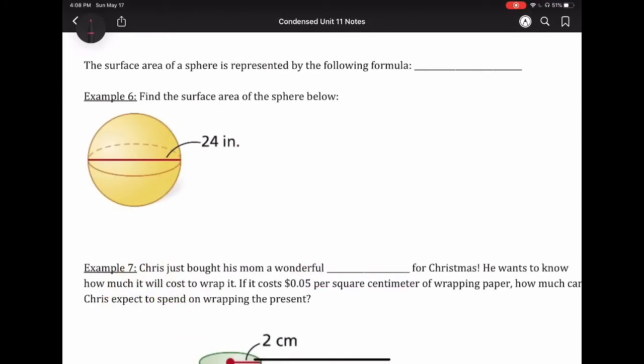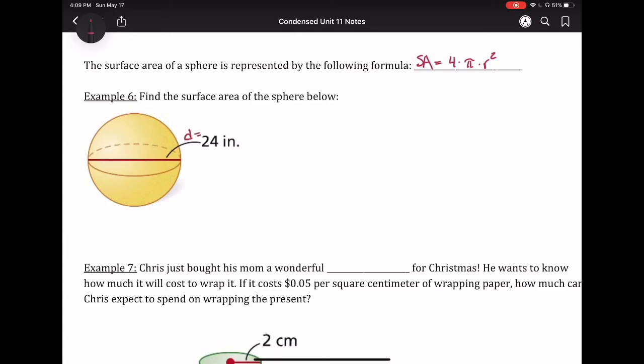All right, we have one last type of surface area to talk about, and that's the surface area of a sphere. Like the cone, the surface area of a sphere has a specific formula. So we have the surface area is equal to 4 times pi times r squared. So it's essentially 4 times the area of a circle. When I look at example 6 here, and I'm trying to find the surface area of a sphere, it gives me a diameter of 24 inches.